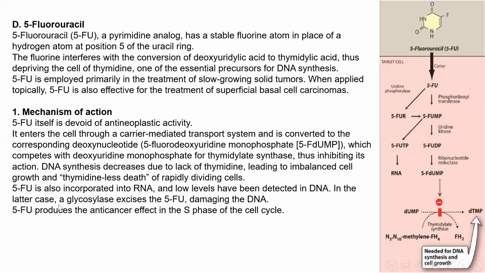Another mechanism is also related to 5-FU. It is incorporated into RNA, as we can see here from these side steps, but it is also incorporated into DNA. Incorporation of this molecule into DNA, like a molecule of thymidine with a fluorine side group, causes damage to the DNA and prevents the elongation of DNA, so there is no more synthesis of DNA strands. This causes the anti-cancer effects of 5-FU, and this effect is more specific to the S phase of the cell cycle.